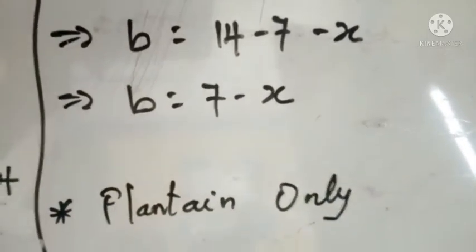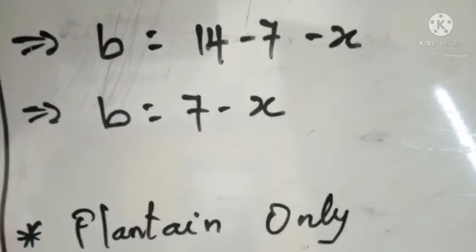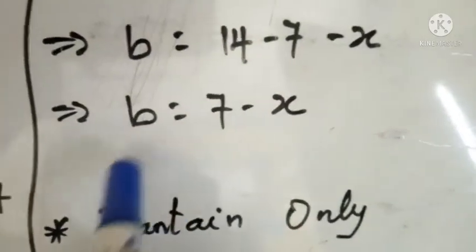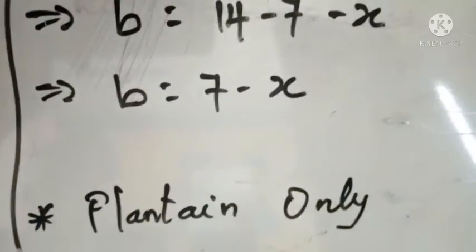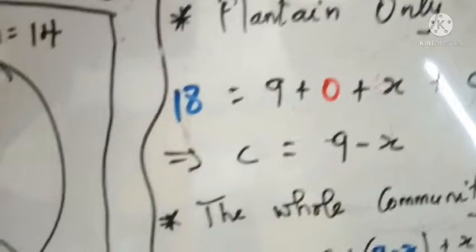We don't care about that. So we know that the people who say maize only are 7 minus x. Once they give us the x, or we find the x, we will know that the number of people who find the maize are also so and so. Okay, so the same process applies to the third one, right?